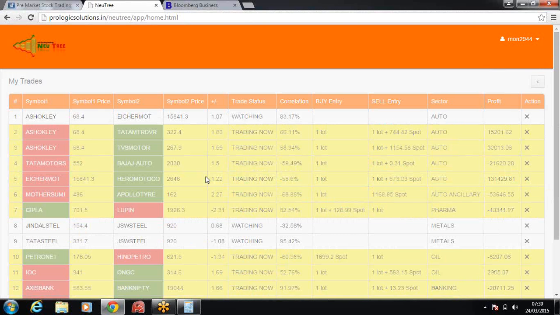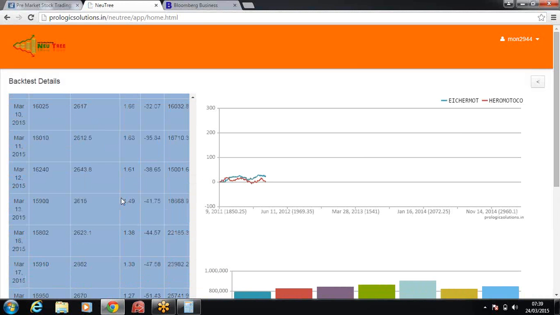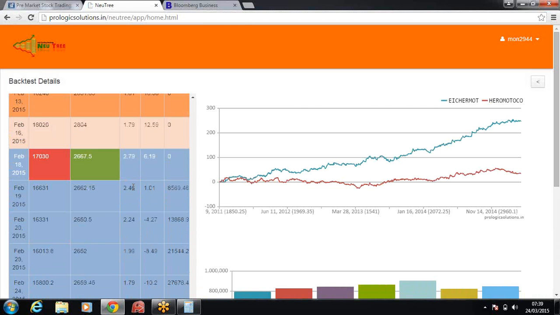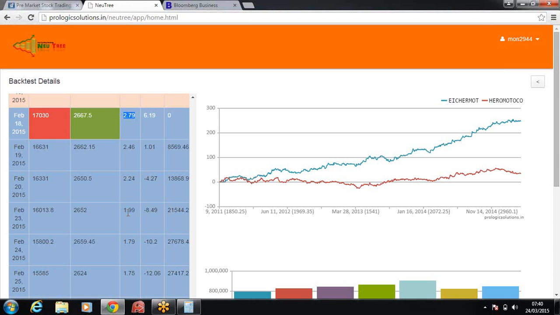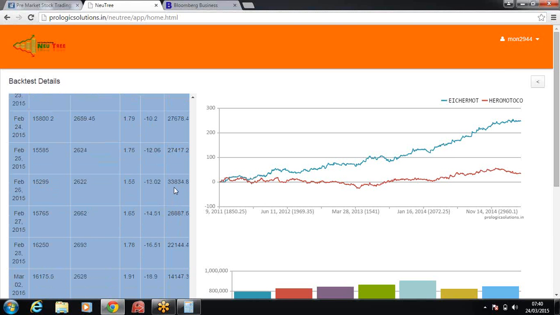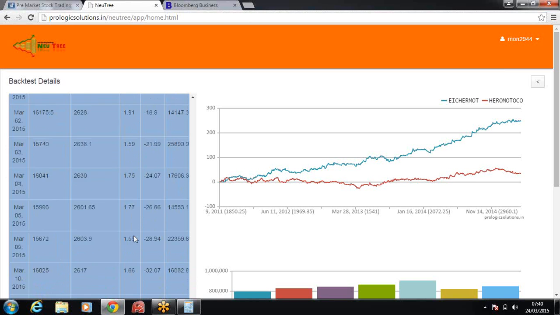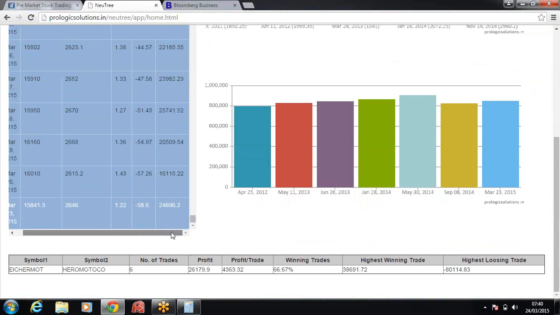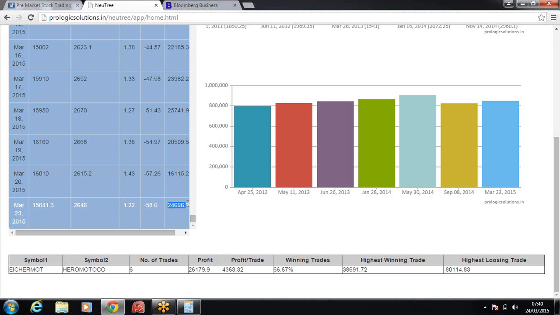Let's check EM and Hero MotoCorp, the currently running trade. We had this trade at 17,000: you short EM, and Hero MotoCorp you buy at 2,667. Your Z score is a perfect 2.79, and then you can see 1.99. You have 21,000. It has kept on going in the right direction, like 1.75, 1.55, and then again 1.65. So finally the trade ended at 24,000 rupees profit.